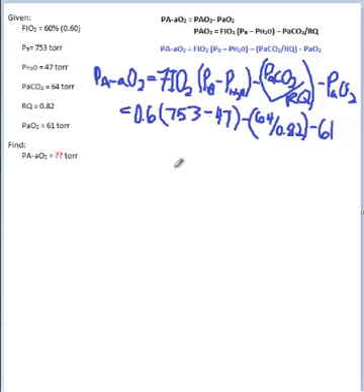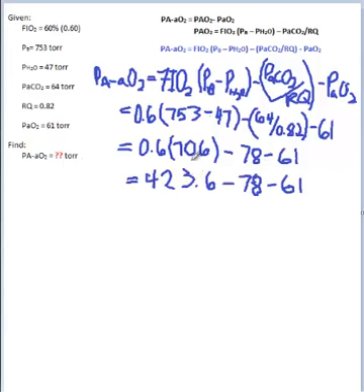Filled into the equation, it looks like this: 60% times 753 minus 47, and then subtract the CO2 of 64 divided by the RQ of 0.82, and then subtract the PO2 of 61. Subtracting 753 minus 47 gives me 706, and dividing 64 by 0.82 gives me 78. Multiplying 706 by 0.6 gives 423.6. If I subtract the 78 from the 423, then I get 345.6.